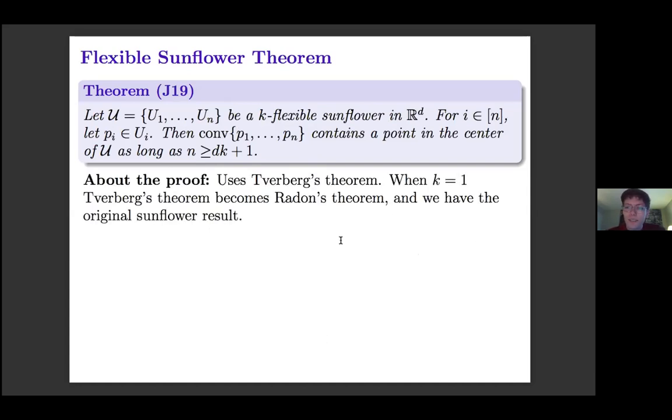And just to give a slight comment about the proof, this is a situation where the proof ends up being much nicer than the original sunflower theorem proof. We can apply Tverberg's theorem, and when k equals 1, this really becomes Radon's theorem, and it turns into this proof that Rosen had originally suggested, but which I wasn't able to wrap my head around when I originally proved it. Here we have a nice general way to do it, and we recover even a nicer proof of the original result.